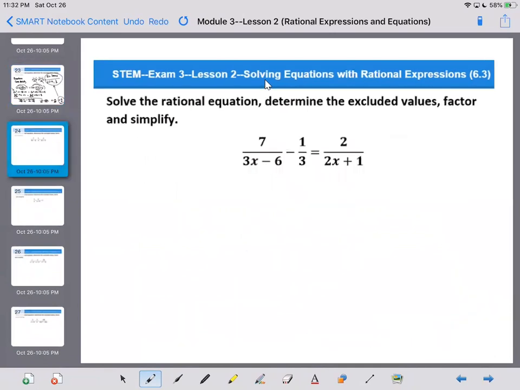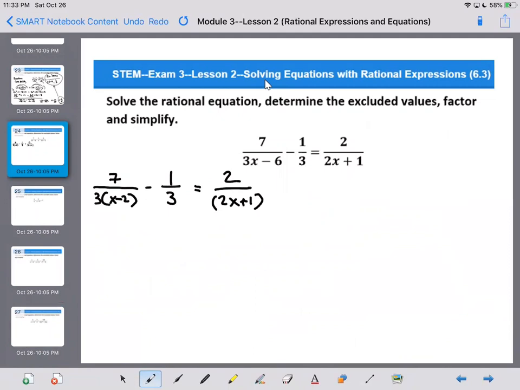This next one, let's try to simplify what we can, okay, and factor what we can. So in this denominator here, I'm going to factor out the 3, so that'll give me 3 times x minus 2, minus 1/3 is equal to 2, and then I cannot simplify that denominator.